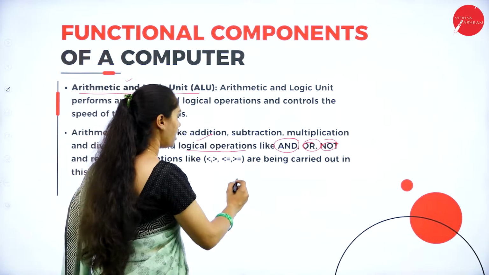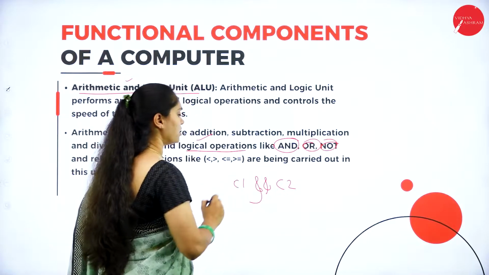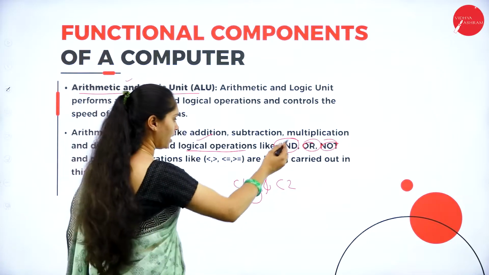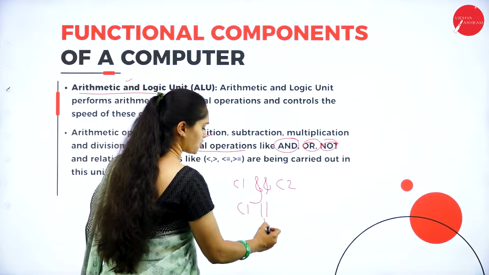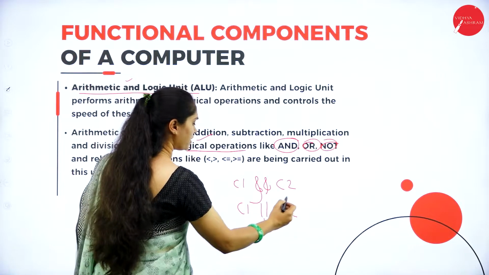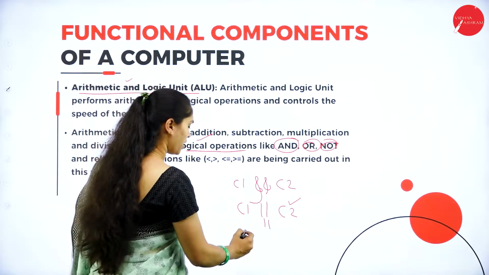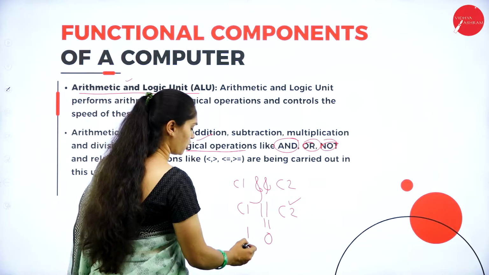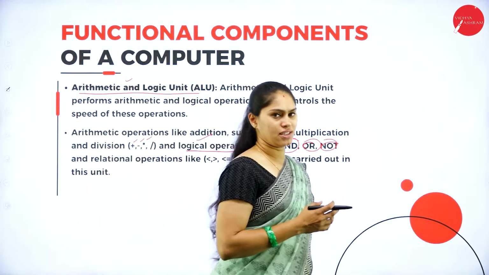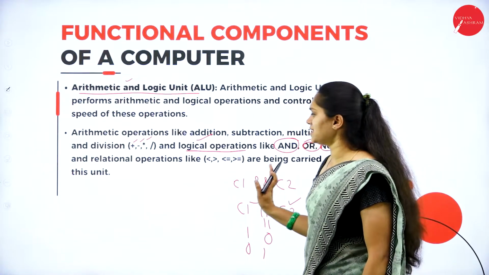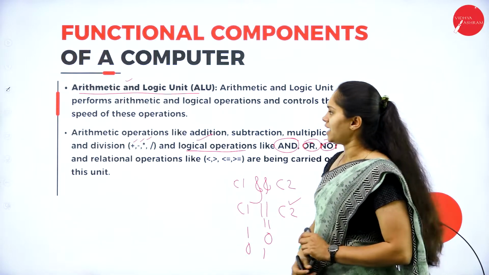In the logical and, if both condition 1 and condition 2 are true, then the result is true. In the logical or, which is written as a pipe, if any one of the conditions is true, the result is true. And what about not? If my input is 1, the output will be 0. If my input is 0, the output will be 1. It just acts as an inverter. Okay. So to do all these kinds of operations, we require the ALU, or arithmetic and logical unit.